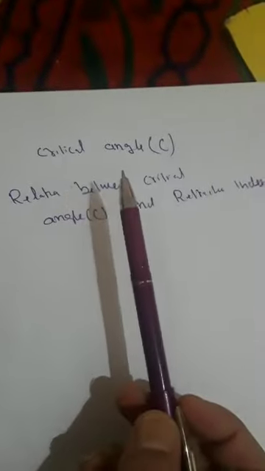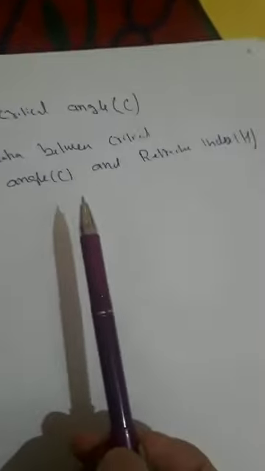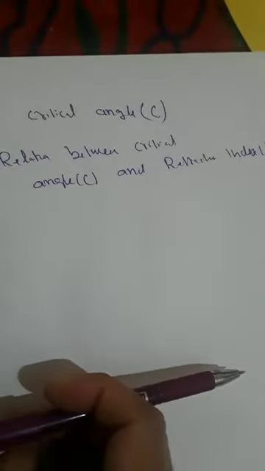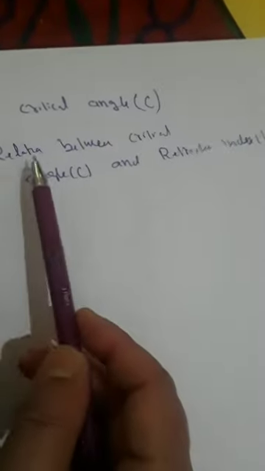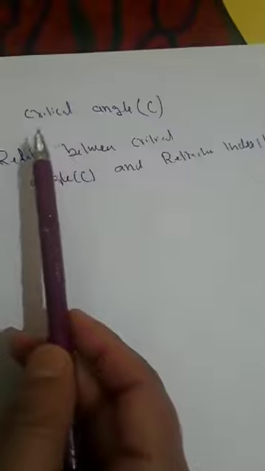Today's topic is the critical angle and the relation between the critical angle and the refractive index mu. I have discussed refractive index and total internal reflection in previous classes. When I discuss total internal reflection, the critical angle comes into it. I will revise a little bit here.